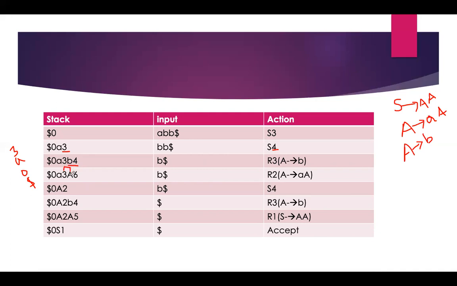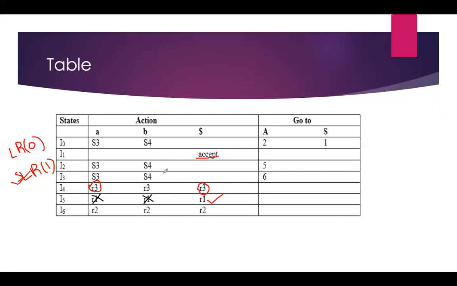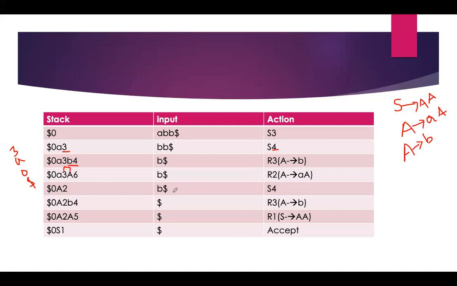Okay, before A, what is the number? That is 3. For 3 and A, just go to the table. What is the number? 6. So I have written here 3 and A, and here I have to write the number 6.